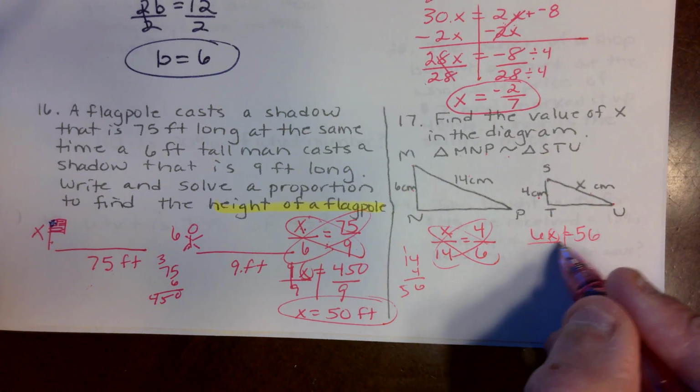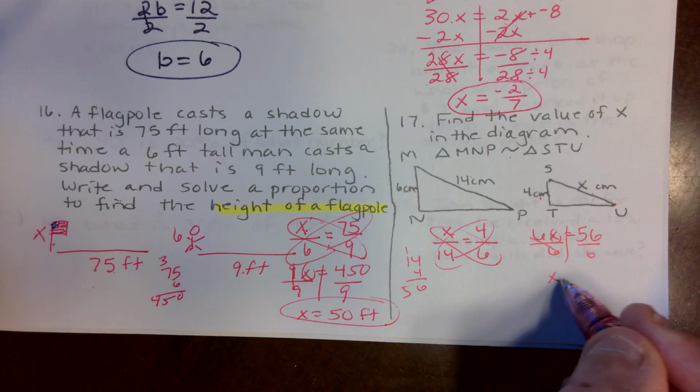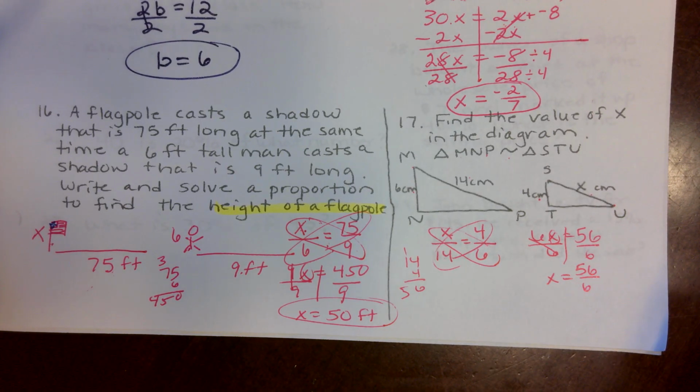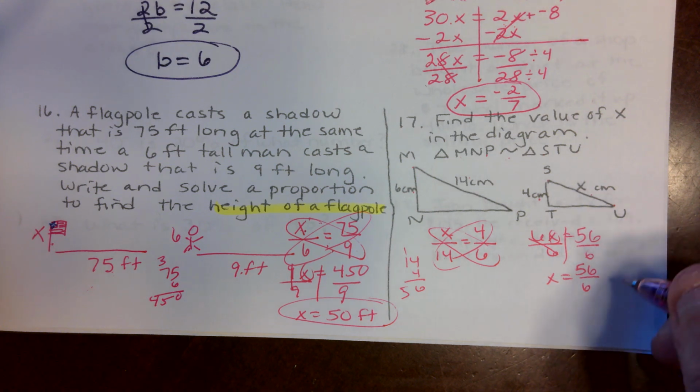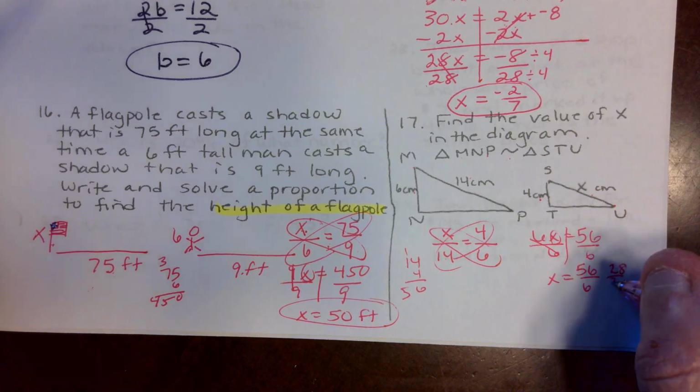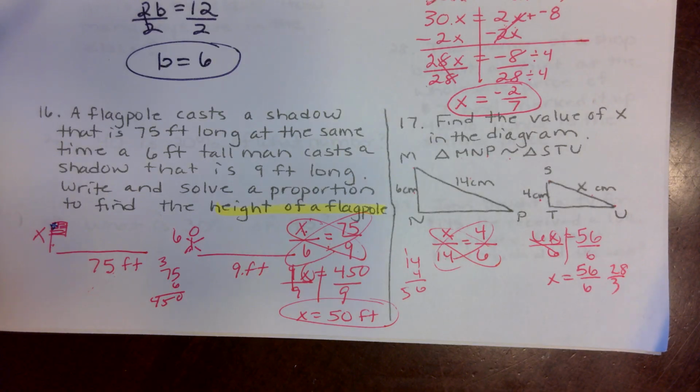Draw a line, locate the variable, and divide by 6. And we're left with 56 over 6, which definitely can be reduced. You can either divide it by 2 and get 28 over 3, or you can write it as a mixed number. So 6 goes into 56 how many times?